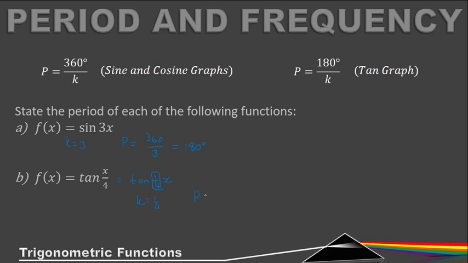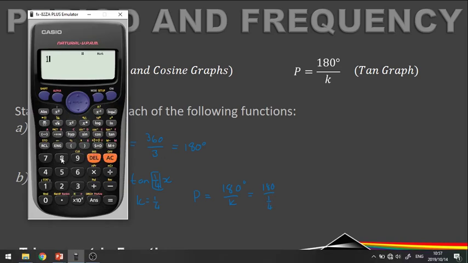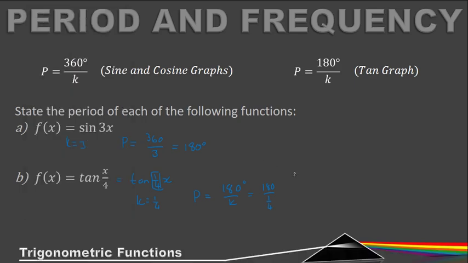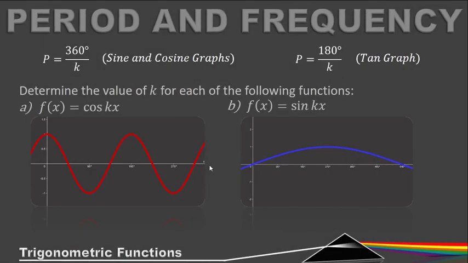And to find the period, I'm going to say 180 over k, because tan's normal period is 180 degrees. To do that calculation, we say 180 over 1 over 4, and then we can put that into the calculator: 180 divided by 1 over 4, and that is equal to 720. So that's equal to 720 degrees. Or we can be given the graph. That means we're given the period, and then we need to find the k value.